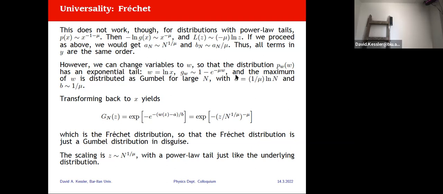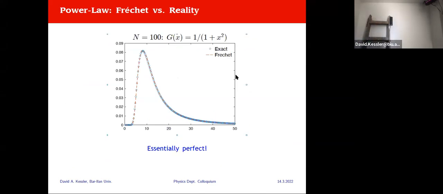And so the point is now the scaling Z goes like n to the 1 over mu. So if you have a parallel distribution, this tells you how the biggest number scales with n. All right, and how does that work? Wow. So there's Mr. Frechet, there's the exact results, and there's absolutely no difference between them for 100 variables, because it's really just an exponential distribution in height. And for exponential distributions, Gumbel works just fine.